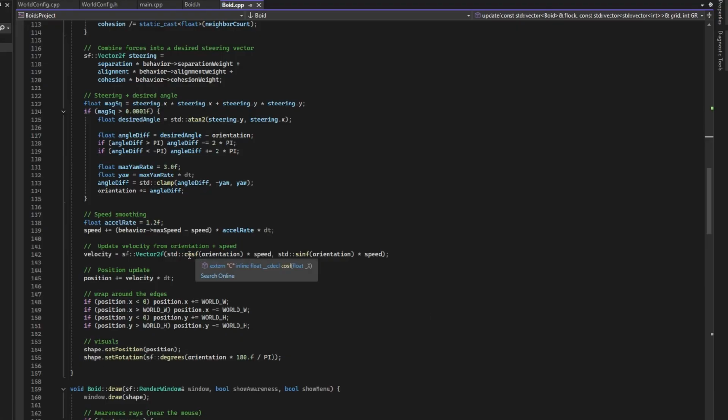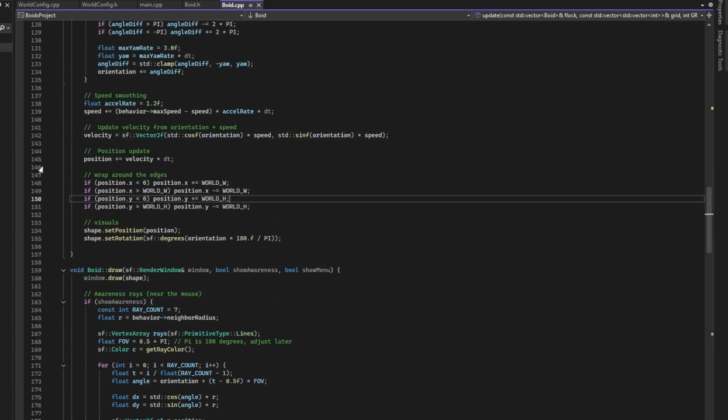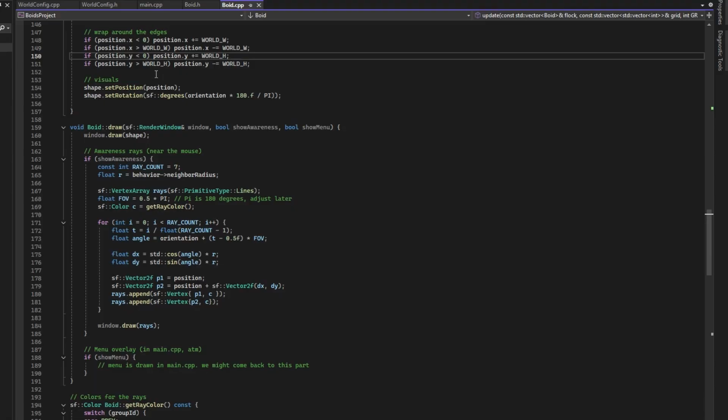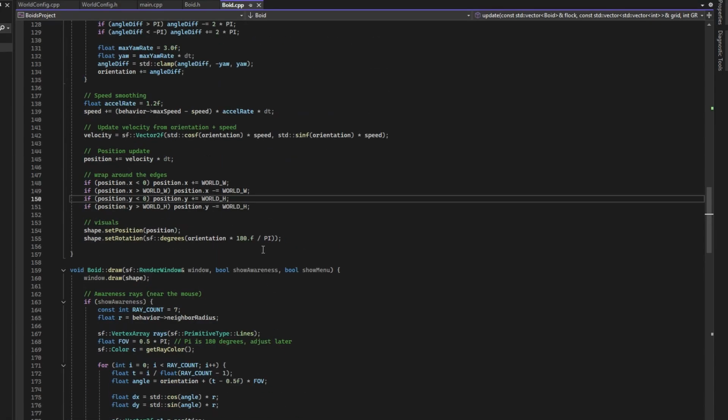I used the fast cosine and the fast sine just to save a little extra. And this is the world wrap that I was talking about, where if they pop off the left side of the screen, they come into the right side of the screen. And yeah, that's the update loop.